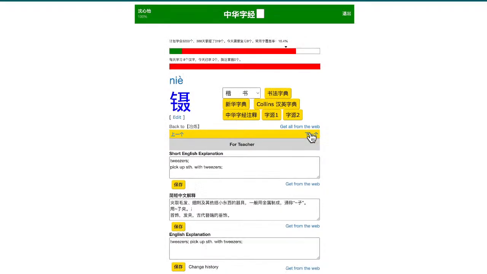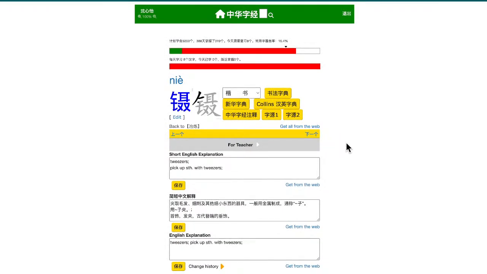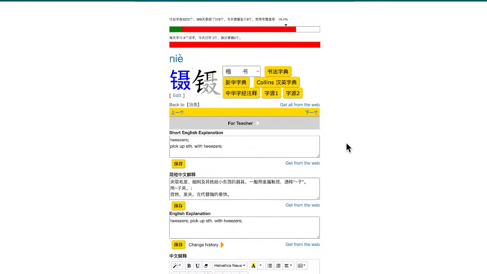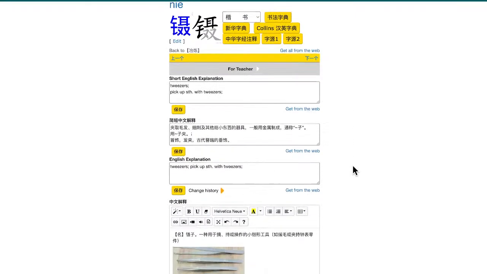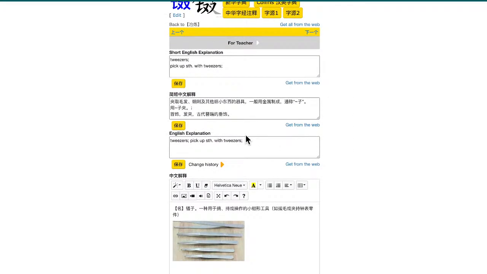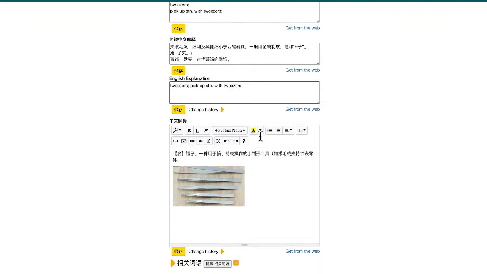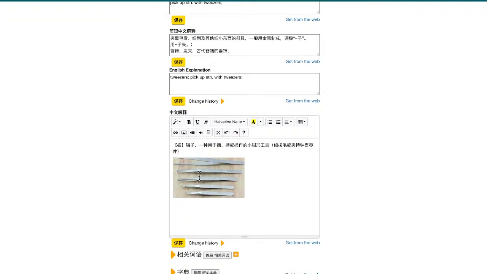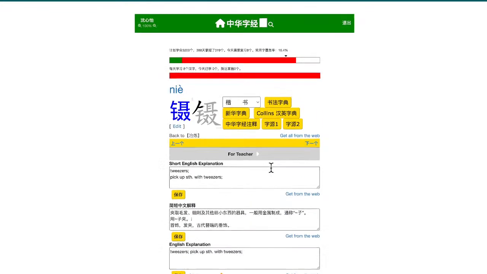Next one, 聂. 聂 is tweezers, and used as a verb it means to pick up something with tweezers. Here's a picture of tweezers in different sizes. So this is called 聂.